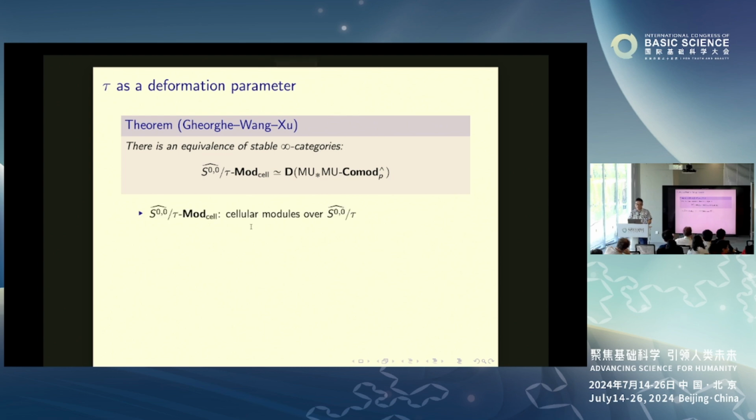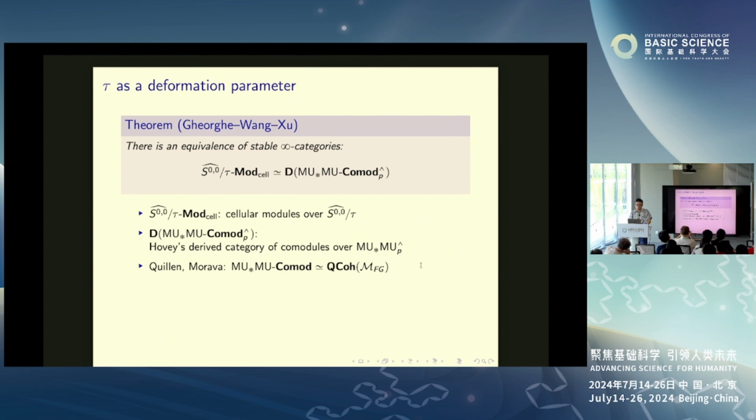So the left-hand side is just modules over this two-cell complex, which is an E-infinity ring. The right-hand side is the derived category of a certain abelian category, namely comodules over this Hopf algebroid MU_*MU. By work of Quillen and Morava, this is also known as the abelian category of quasi-coherent sheaves over the moduli stack of one-dimensional formal groups. So in this sense, this motivic theorem also builds a connection to chromatic homotopy theory.